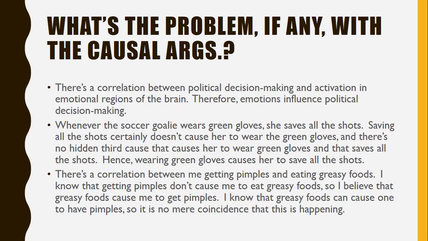All that has been established between political decision-making and activation in emotional regions of the brain is that there's a correlation between the two. Perhaps this was discovered through an fMRI brain scan. All that establishes is mere correlation, not necessarily causation. So with only the establishment of correlation, it could be the case that emotions influence political decision-making, or it could be the case that political decision-making influences the activation of emotions.